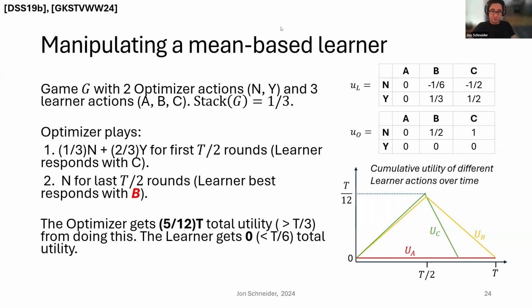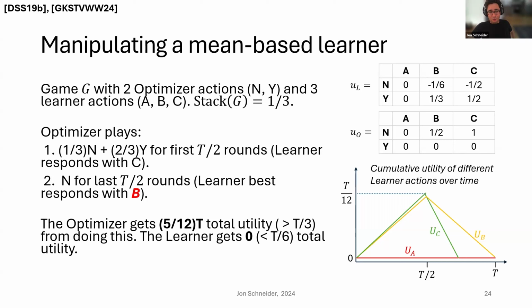I see there's a question. Is knowing the horizon crucial, or can we have some anytime manipulations against mean-based learners? That's a very good question. This is actually a question which we study a little bit in this second paper on the top left. In this example, it might not be possible to do if you don't know the horizon, but there are games where you don't need to know the horizon to exploit a mean-based learner.